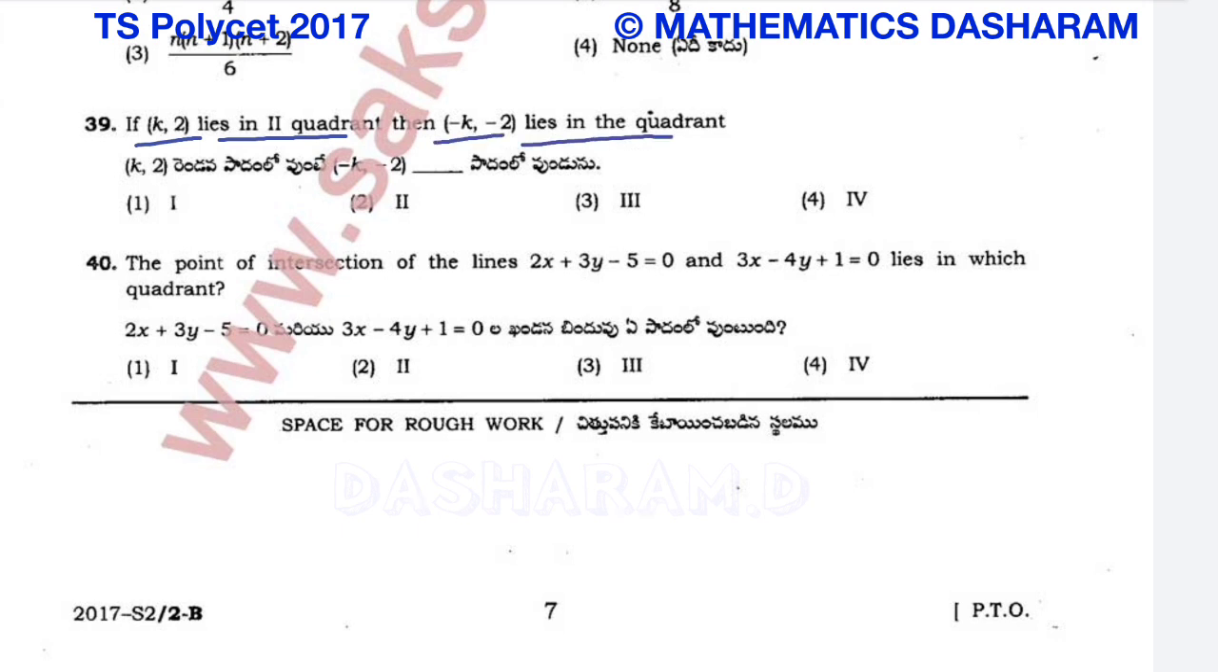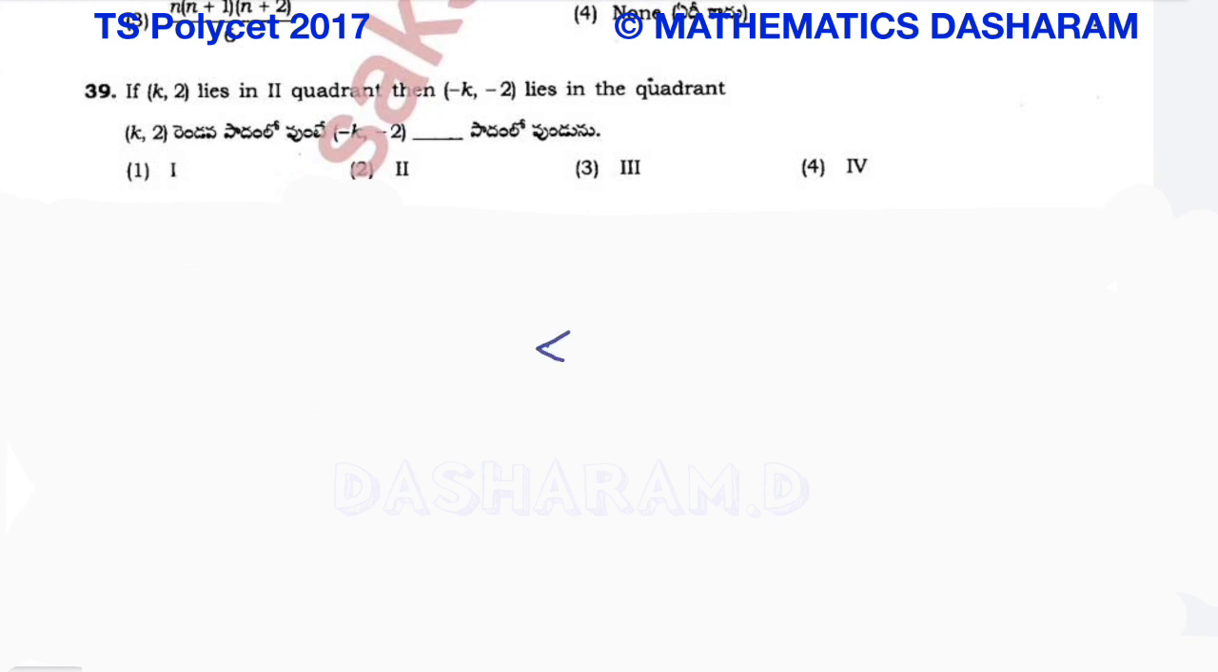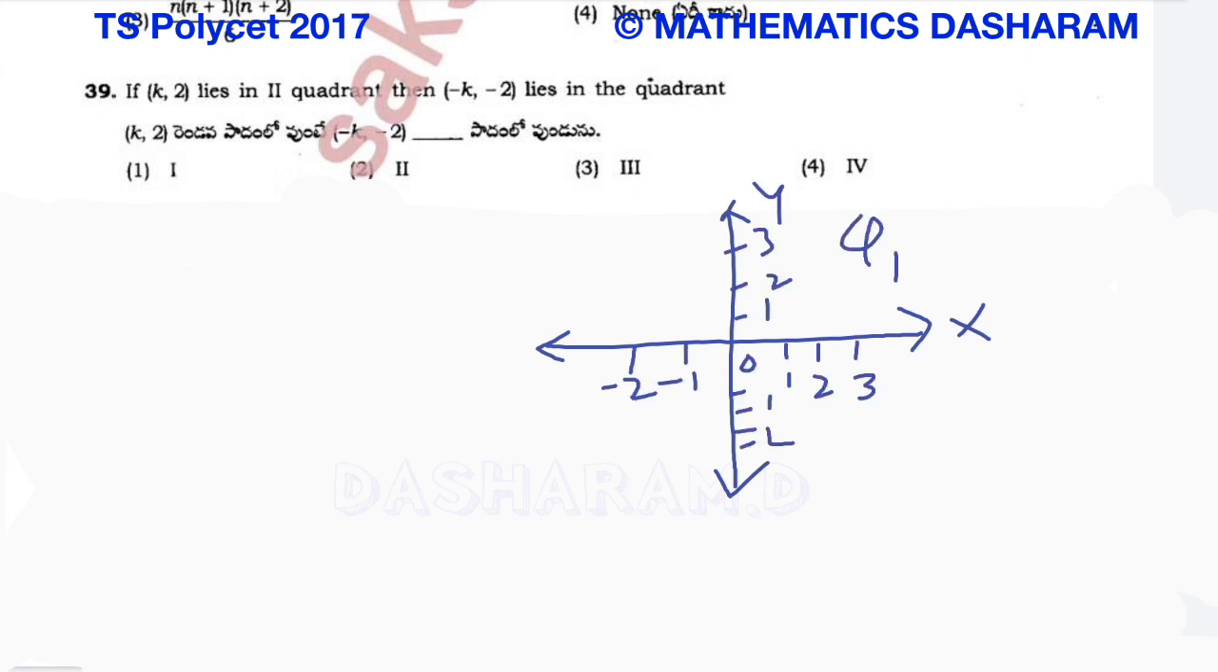minus 2 lies in the dash quadrant. So here x axis, this is y axis, this is quadrant 1, this is quadrant 2, this is quadrant 3, this is quadrant 4. As per the question, k comma 2 lies in the second quadrant. So here k comma 2.